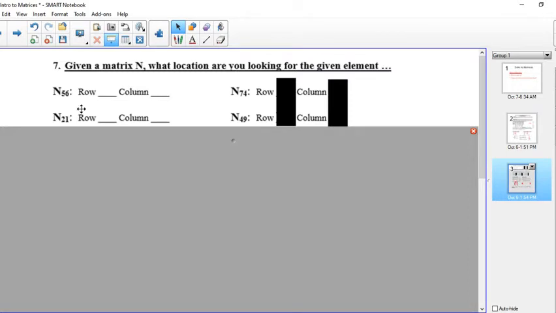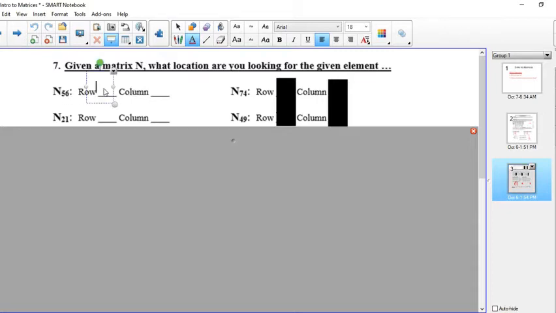So N56, this is a brand new matrix. I'm asking you what is the row and columns for each of those. So in N56, the first number is your rows, the next number is your columns. So N21 means you have 2 rows and 1 column. Try N74 and N49.